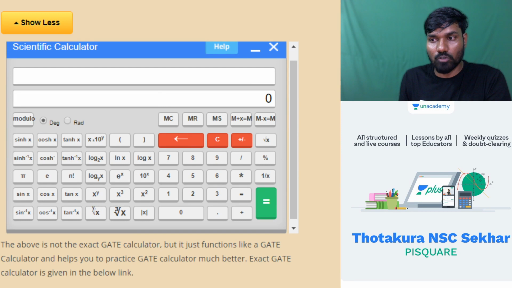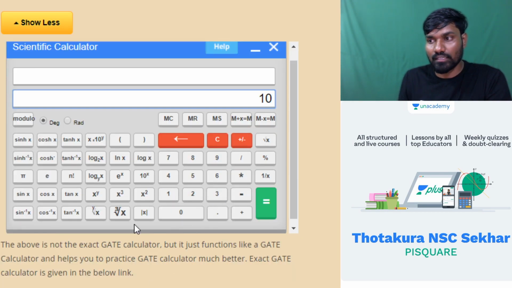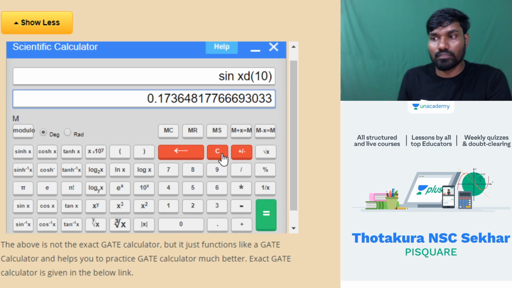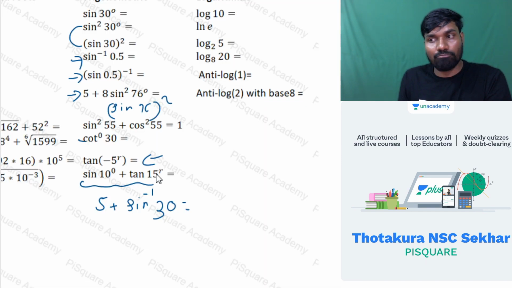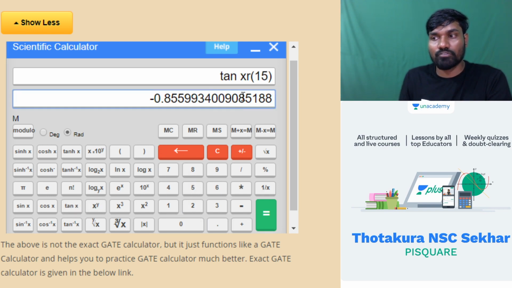Keep it in degrees mode, because the first one is in degrees. Sine 10 degrees. Find out that sine 10. This is done. Keep it in the memory store. Now change it to radians. Tan 15 in radians mode. Enter 15. Tan 15 radians. We got it. We need to add this to the memory.